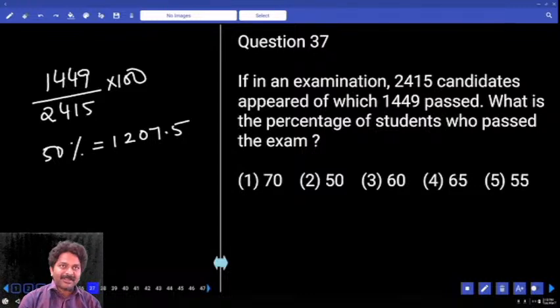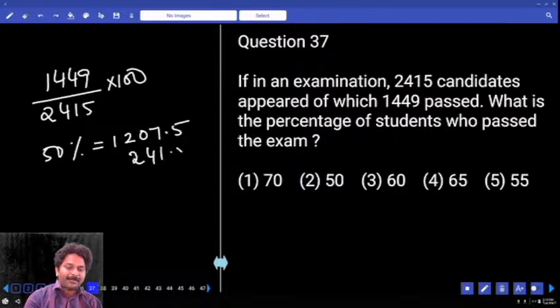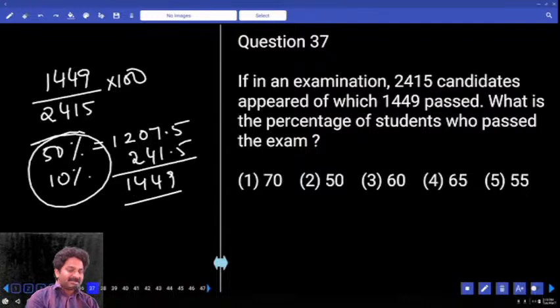50% gives 0.5, and the numerator above is an integer, so we need to add another 0.5. What is 10% of the denominator? 241.5. I got the 0.5 I needed, so let's add it. 241.5, when you add it, it becomes 1449, which is our numerator. Hence the answer is 60%.